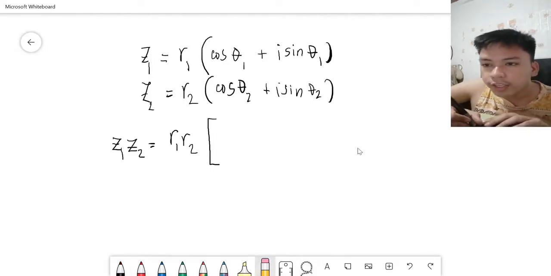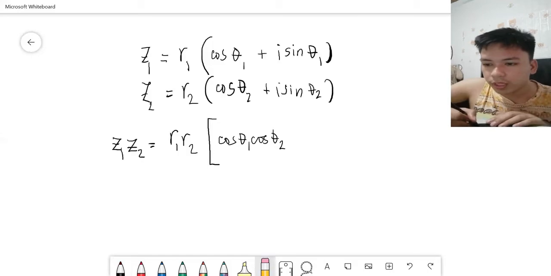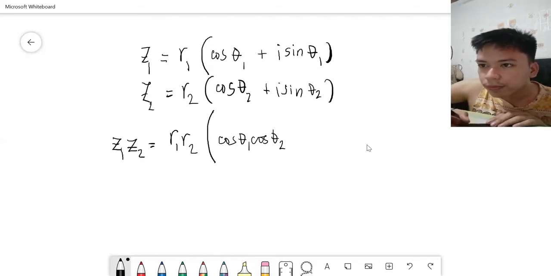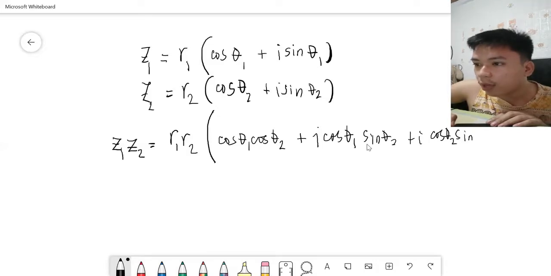So I should get the value where I can have, let's say, cosine theta 1 cosine theta 2, and if I multiply this with here, that's plus i cosine theta 1 sine theta 2, and I would have plus i cosine theta 2 sine theta 1, and finally I would get negative sine theta 1 and sine theta 2.